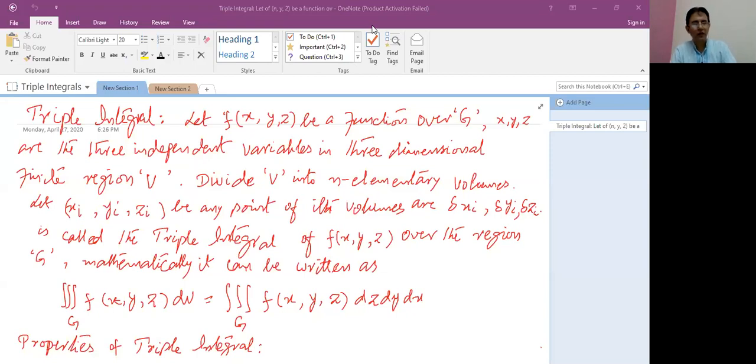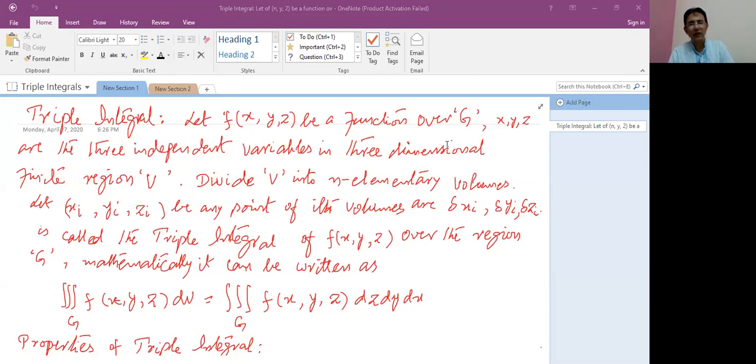Now, student, today our topic is triple integral. So first, we'll understand and define the triple integral. Now, the definition of triple integral, we will consider first.